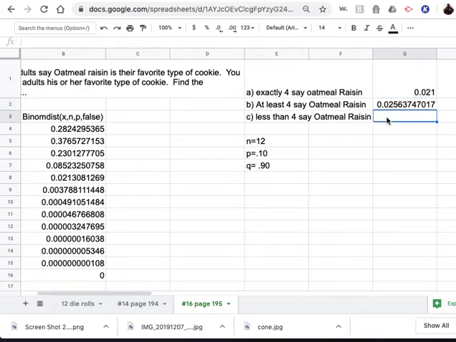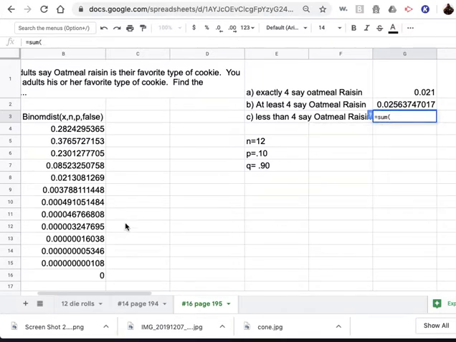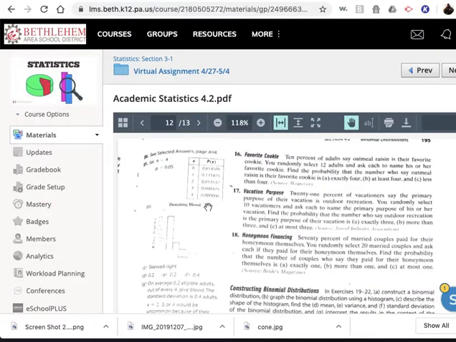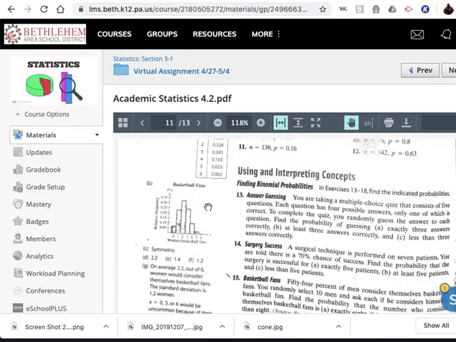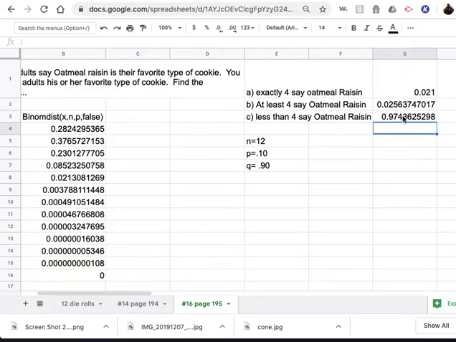Last one says less than 4. Again, equals sum, parenthesis, and we want the sum of 0, 1, 2, and 3, the values less than 4. There we go, close our parenthesis, hit enter, and we get 97.4%. And I think we can go back to the textbook here and double check those answers for number 16. 0.021, 0.026, and 0.974 are the correct answers that we got here as well.